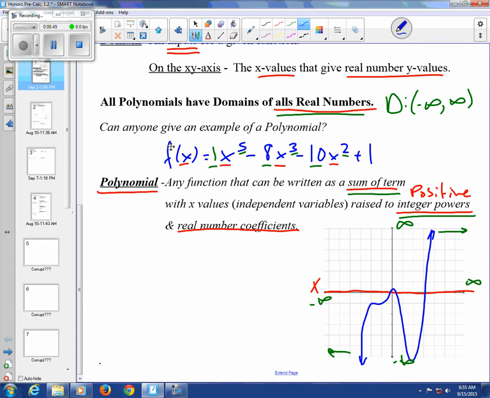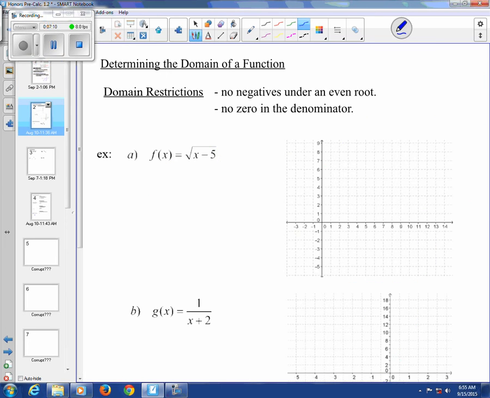In general, most functions can process most x values and give us real number y values. So it's not really practical for us to look for all the x values that will give us real number y values when we're looking for the domain. Instead, what we want to do is find the x values that will not give us real number y values and exclude those from the domain. And we've got two restrictions that are going to help us do that. The domain restrictions that we're going to look at first are no negatives under an even root, and our second domain restriction is no zeros in the denominator. So let's take a look at what this means.